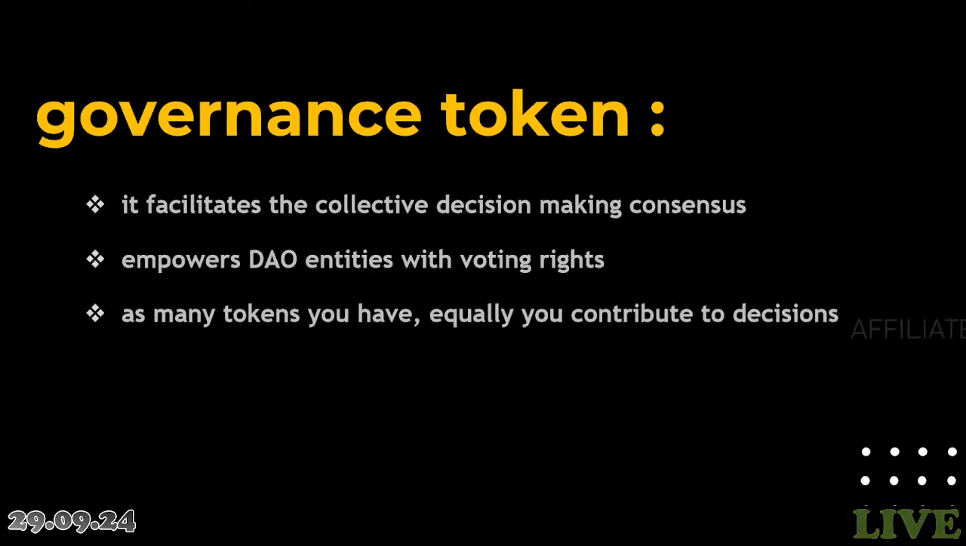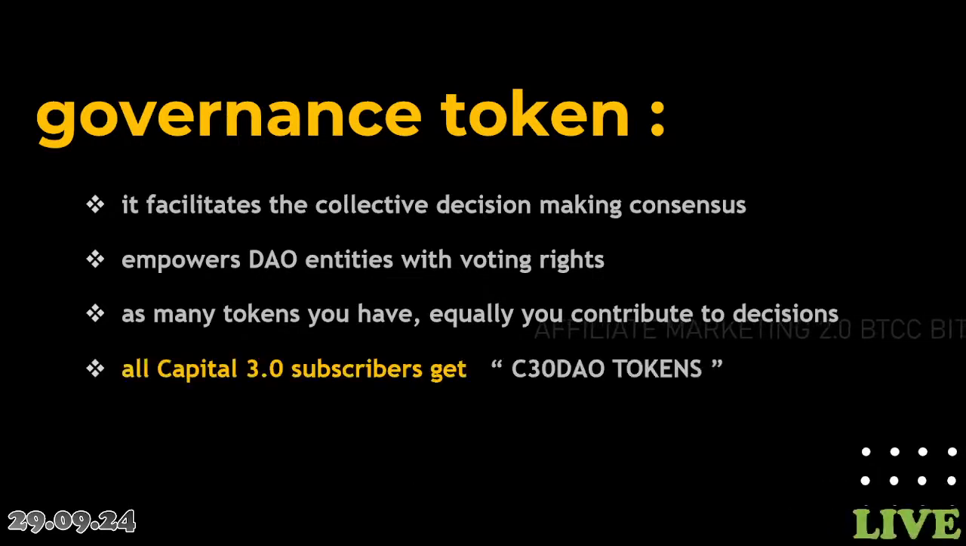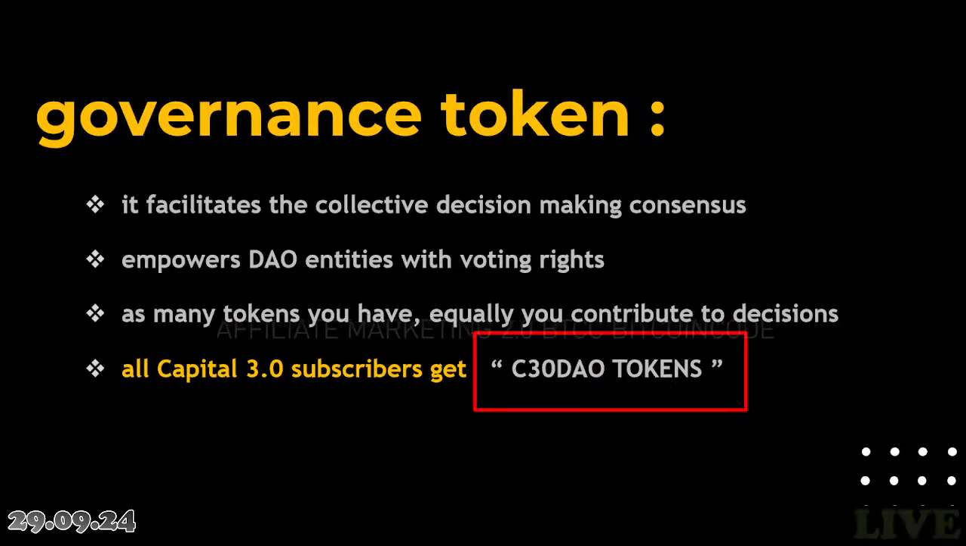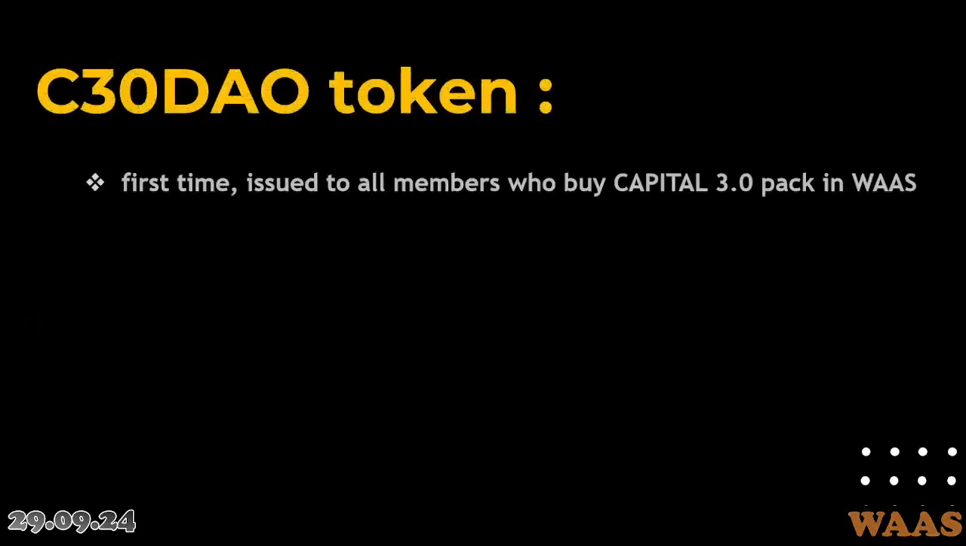So as many tokens as you have, that is your right to contribute to the decision making. All Capital 3.0 subscribers, that means anybody who has purchased Capital 3.0, will get C30 DAO tokens. These C30 DAO tokens are the basic tokens of our C30 DAO. All right. And each token you have is going to give you a privilege as a voting right.